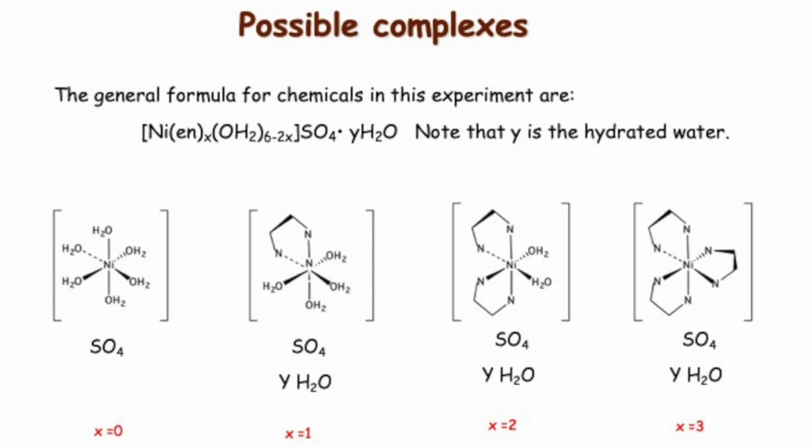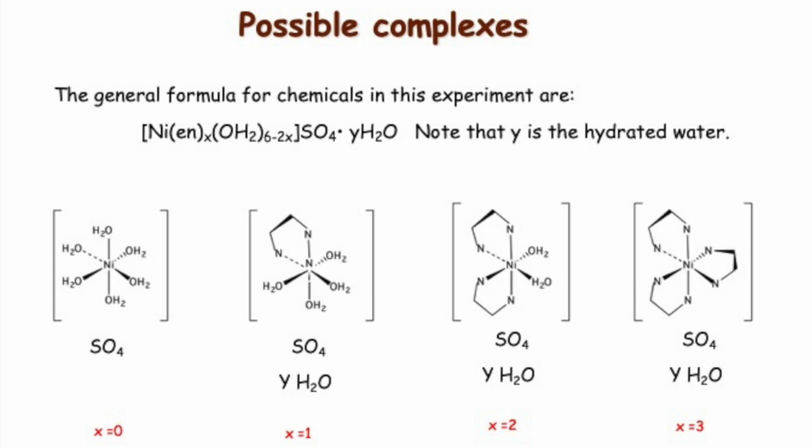And then if X equals 3, then all 6 waters that were originally bonded to nickel are replaced by the 3 ethylenediamine, represented by EN, or these NN with this bridge type structure. That's ethylenediamine. And the formula here will be Ni(EN)3. Remember, 6 minus 6 is 0. So it's just Ni(EN)3 sulfate and then whatever water.